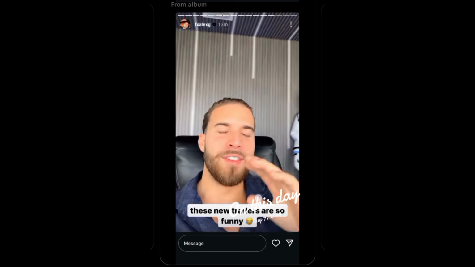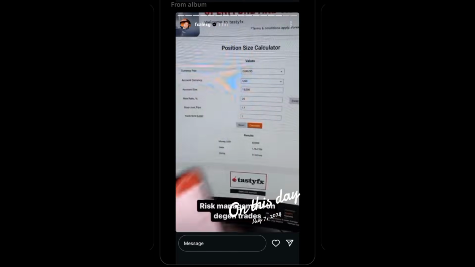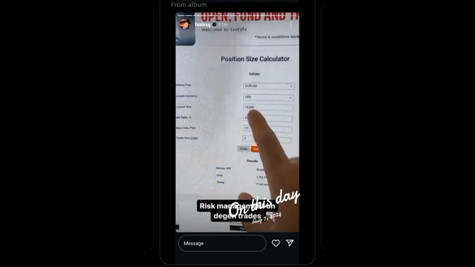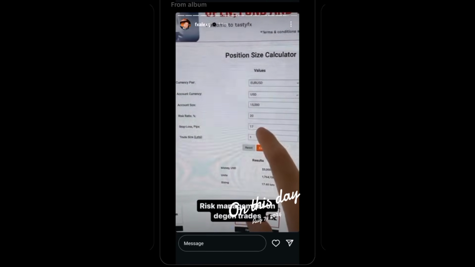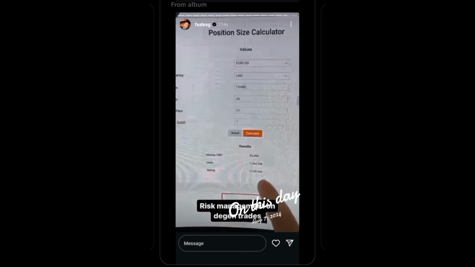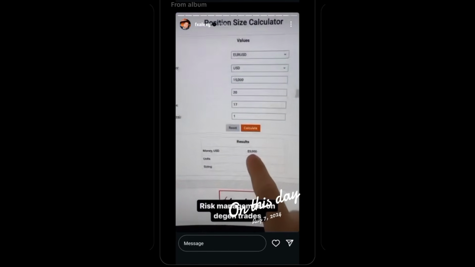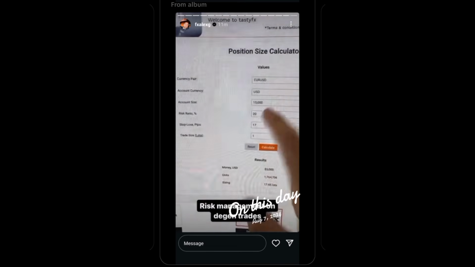This is how I determine how much I want to risk on the account. So I put account size 15,000, risk, I want to risk 20% of the account. My stop loss is 17 pips. So that gave me my lot size where I'm risking a total of $3,000, which is technically 20% of the account.